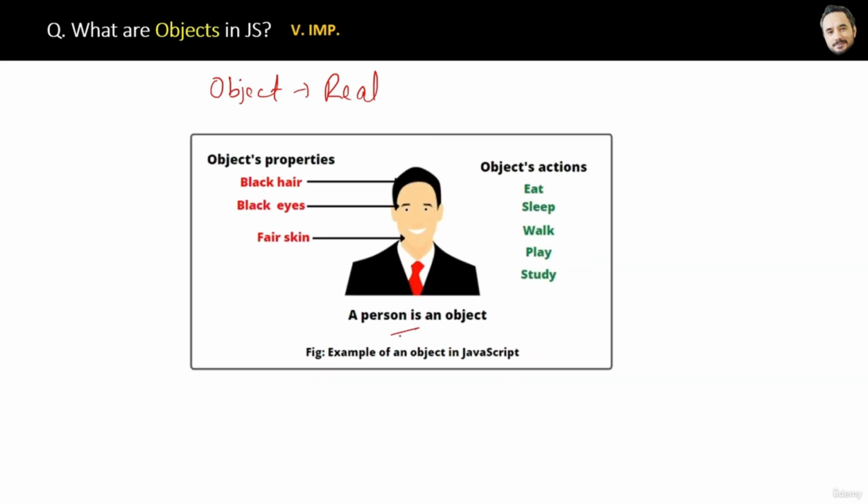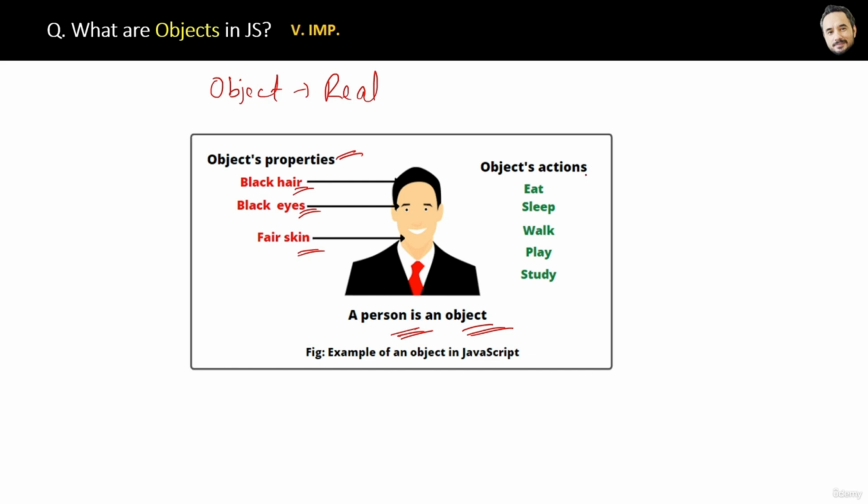What are objects in JavaScript? First of all, in general, what is an object? We know variables, arrays, a string, but an object is something different. An object is a real world entity. For example, in the programming world, animal is an object, car is an object, and similarly, a person can be an object also. Now an object can have properties like hair, eyes, skin.